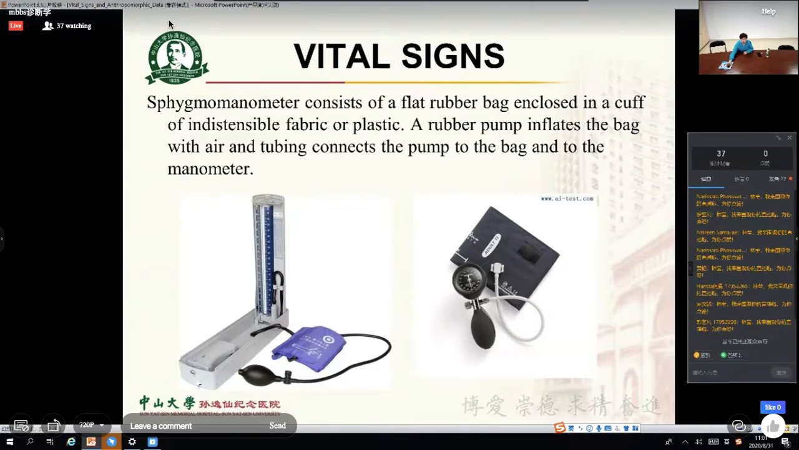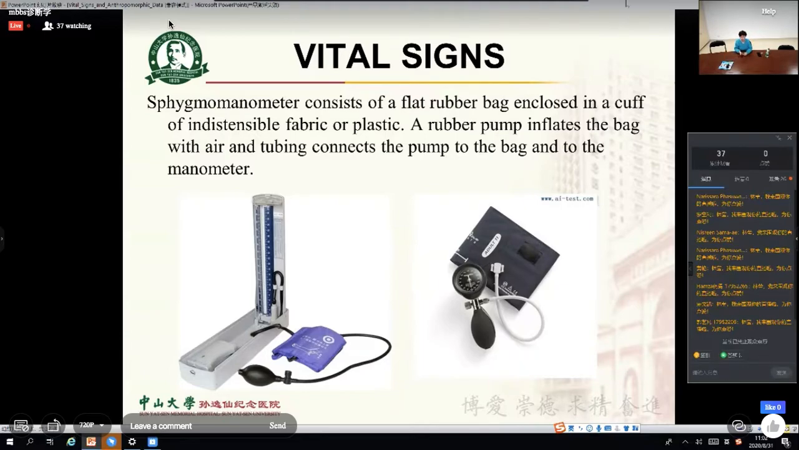A rubber pump inflates this bag with air, and this tubing connects the pump to the bag and to the manometer. So there are several parts of a sphygmomanometer: the pump, the gauge here, and the tubing for connecting the pump and the cuff. And this cuff, we need to wear at the arm of the patient.